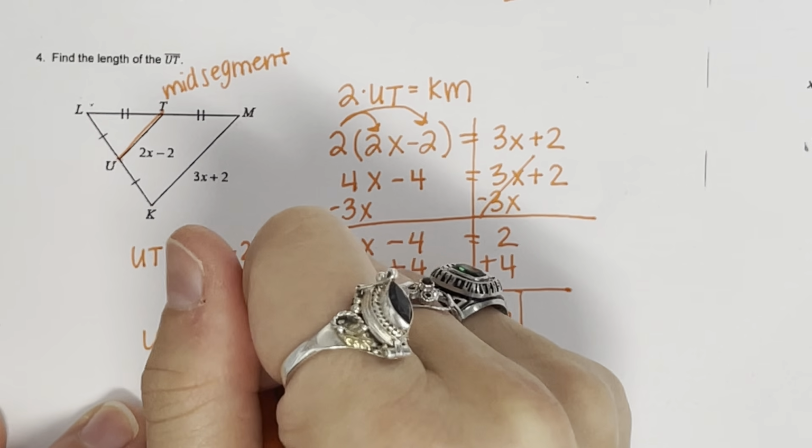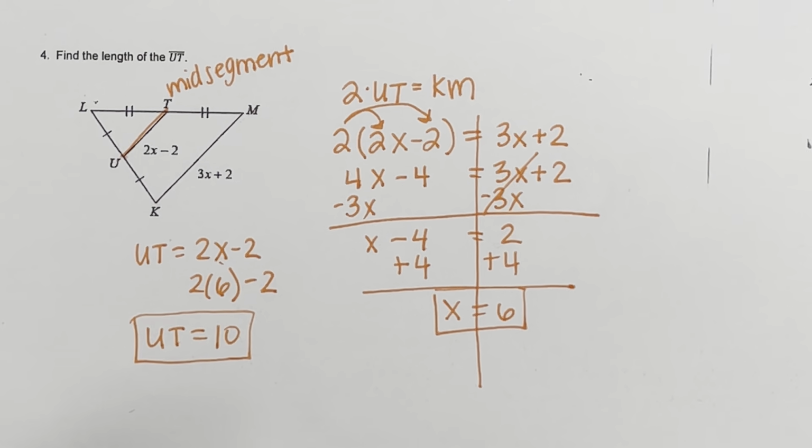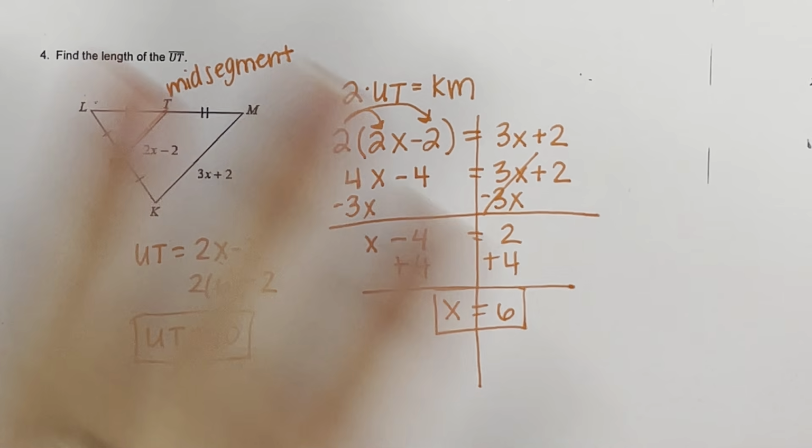So UT equals 10. Just as a little side note, my scholars, you are not doing that on your quiz. This is for Ms. Herder's scholars and others as well. Okay.